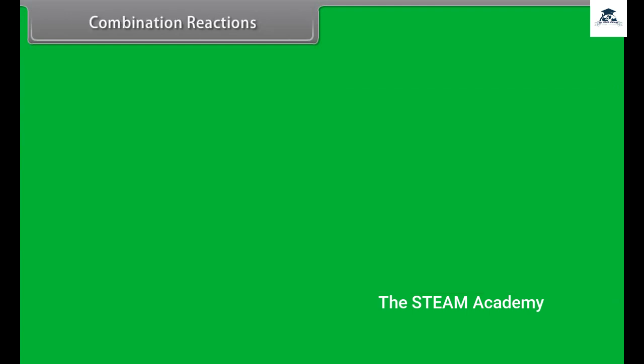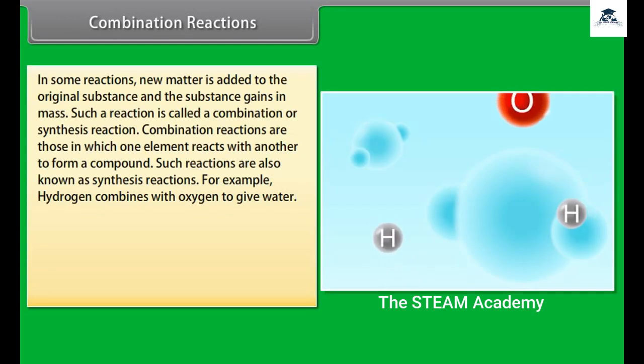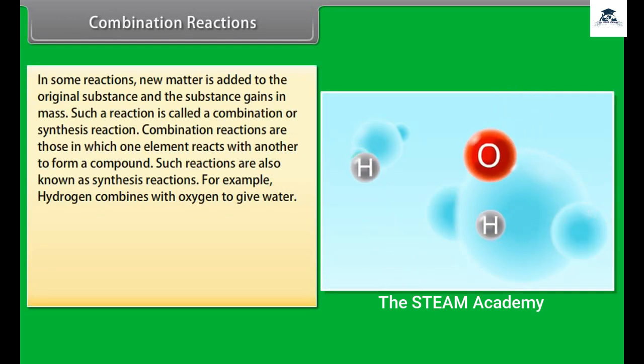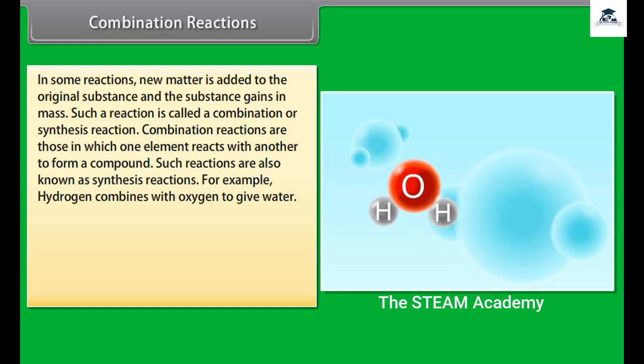Combination reactions. In some reactions, new matter is added to the original substance and the substance gains in mass. Such a reaction is called a combination or synthesis reaction. Combination reactions are those in which one element reacts with another to form a compound. Such reactions are also known as synthesis reactions. For example, hydrogen combines with oxygen to give water. 2H2 plus O2 gives 2H2O.